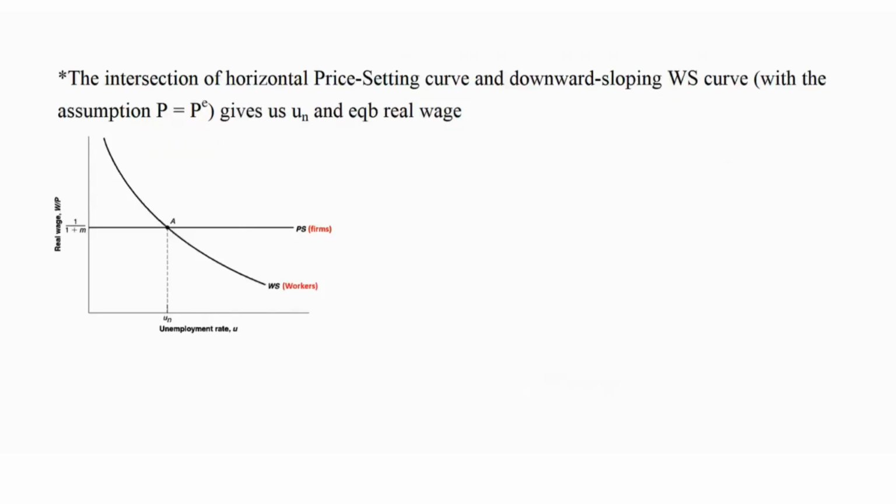Now that we have the wage setting and price setting curve, we know the intersection of the horizontal price setting curve and the downward sloping wage setting curve with the assumption P is equal to P^e gives us the natural rate of unemployment, as we can see over here. Because we know this is the point where the wage demanded by workers, represented by the WS curve, is consistent with the wage firms are willing to pay, given to us by the price setting.